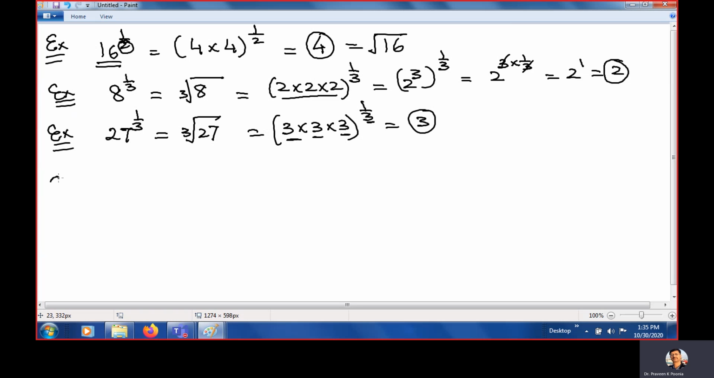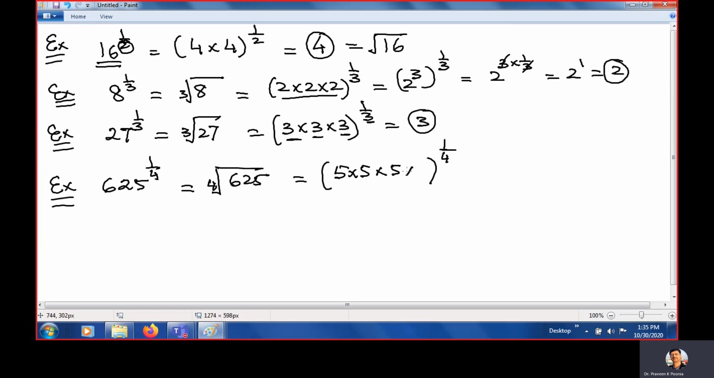Got it? Like say, for example, if I want to write 625 to the power 1 upon 4. So what is 625? It is the fourth root of 625. So you need to break 625 into 4 equal parts. If you say 5 times 5, 25, times 5, 125, times 5, 625. So it is 1, 2, 3, 4, and here also 4. So 1 will come out, 5. This is the answer. Understand or not understand? Yes.